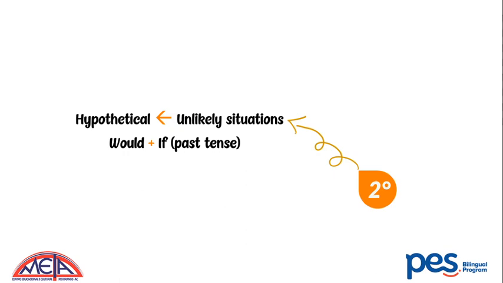Assim como o will, nós também conseguimos abreviar o would. Na forma afirmativa é o apóstrofo D. Na negativa, would not, eu abrevio para wouldn't.